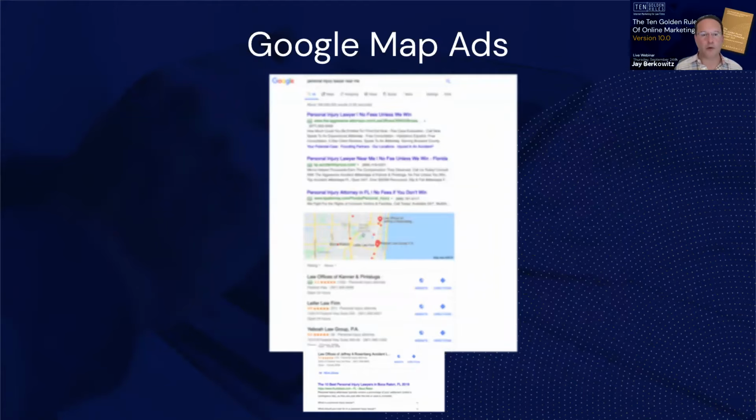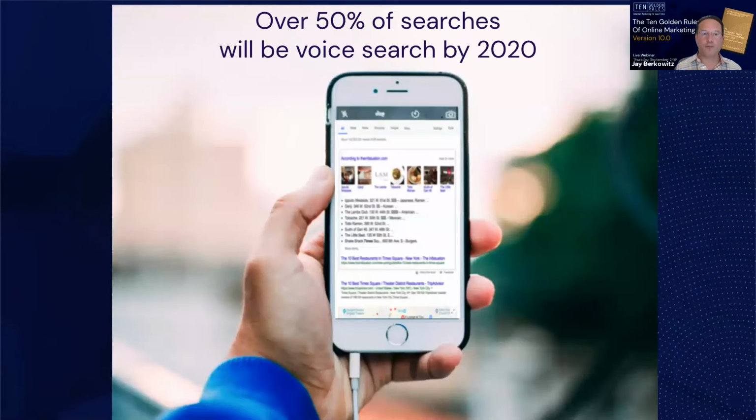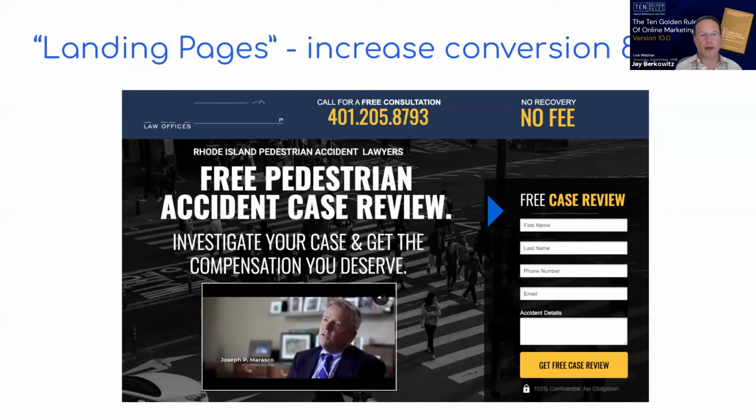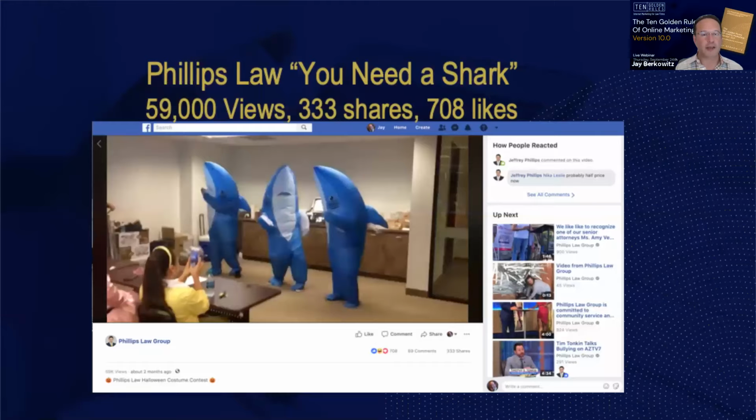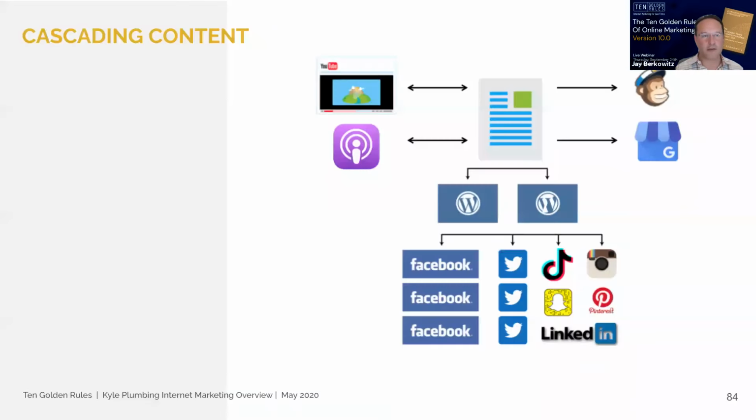We talked earlier about Google Map ads, of course, very valuable. Another thing, Google voice search. Over 50% of searches are voice by 2020. So what we're doing is optimizing our websites to ask and answer questions. Landing pages: adding video to landing pages can increase conversion up to 80%. Using video for SEO, we did a whole webinar on video. I believe it's last month. Again, you can find the recorded webinars at the blog. Here's an example of a viral video with 59,000 views.